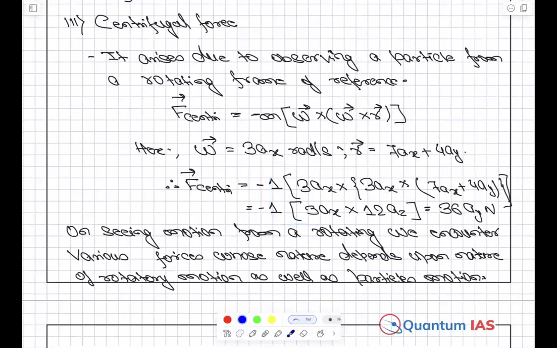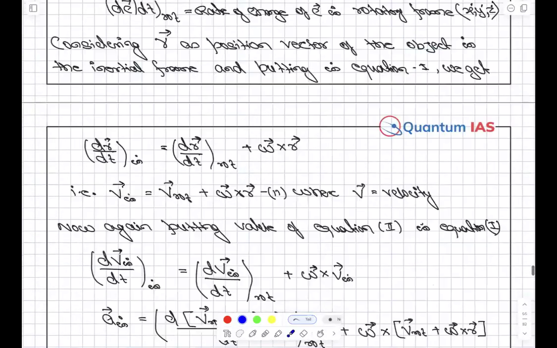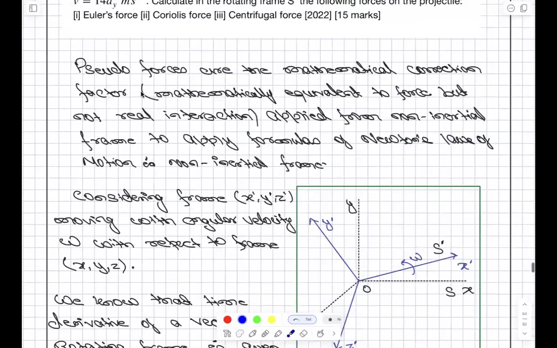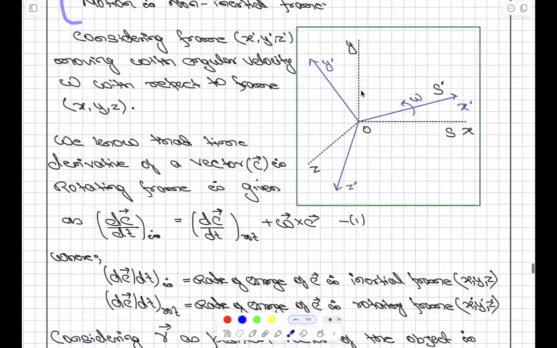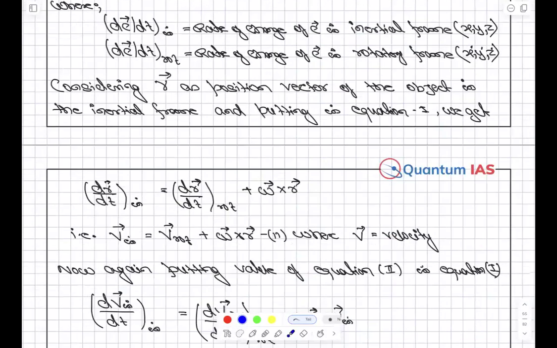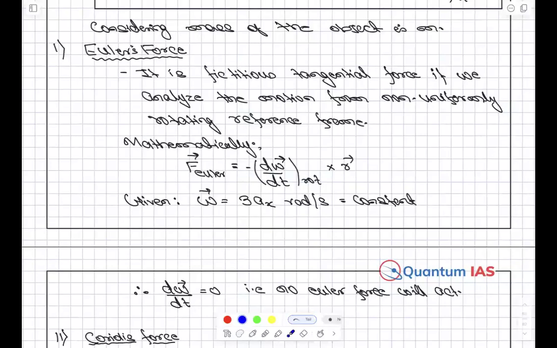What I have concluded at the last, look, I had written the conclusion for everything. Last, on seeing motion from a rotating frame, we encounter various forces whose nature depends upon the nature of rotating motion as well as particle motion. Are you getting it? So in the introduction, just watch my introduction and conclusion. In the introduction, I have combined all these 3 things that were asked in the examination. And even in the conclusion, I have again combined all these 3. Okay? So just try to learn these things.